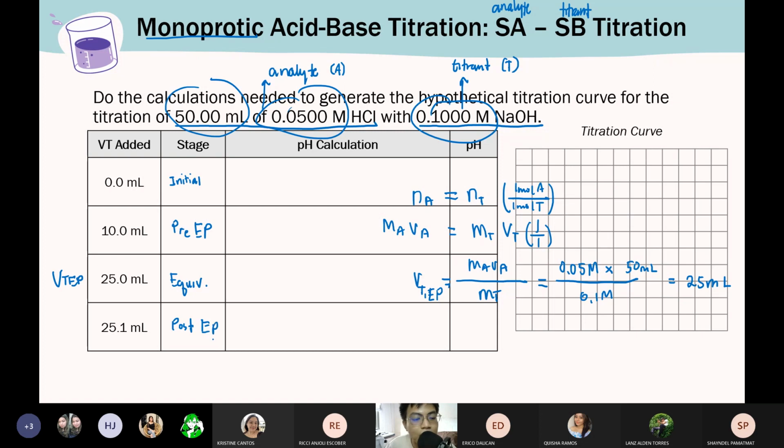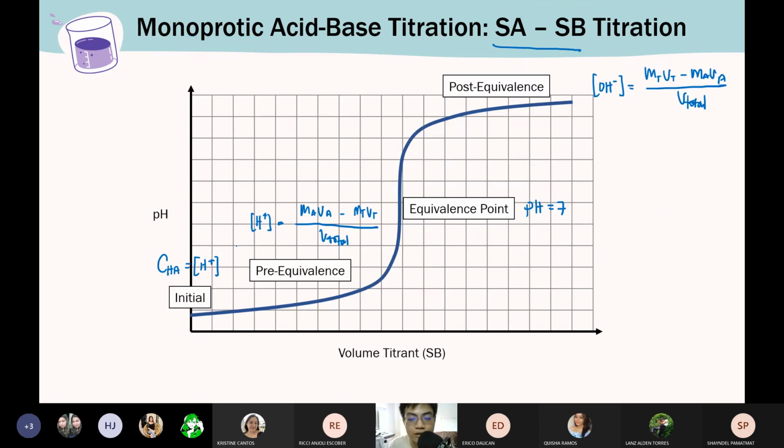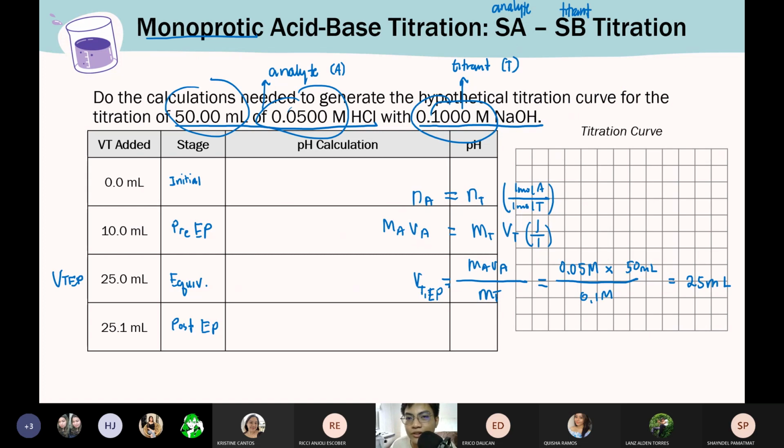Is it important to do this, sir? Yes. Because if you did not do this, you will be confused. What equation will you use? Remember, for each stage it is different. So, it is very important for you to identify the correct stages first.